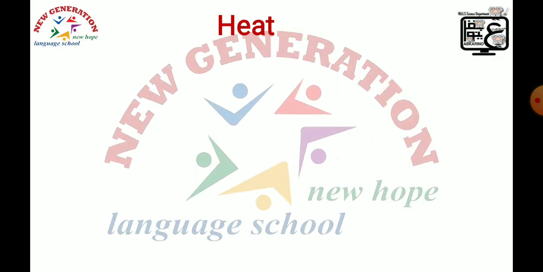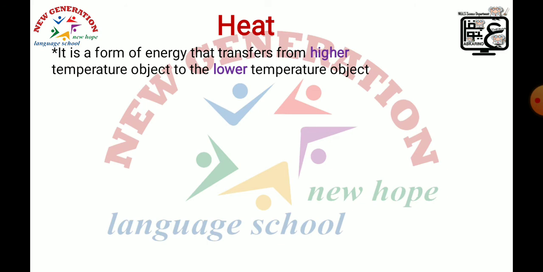Okay, so someone to tell me what is the meaning of heat? Okay, who can tell me what is the meaning of heat? Okay, can I help you? Okay, so heat, it's a form of energy that transfers from higher temperature object to the lower temperature object. Again, heat, it's a form of energy that transfers from the higher temperature object to the lower temperature object.